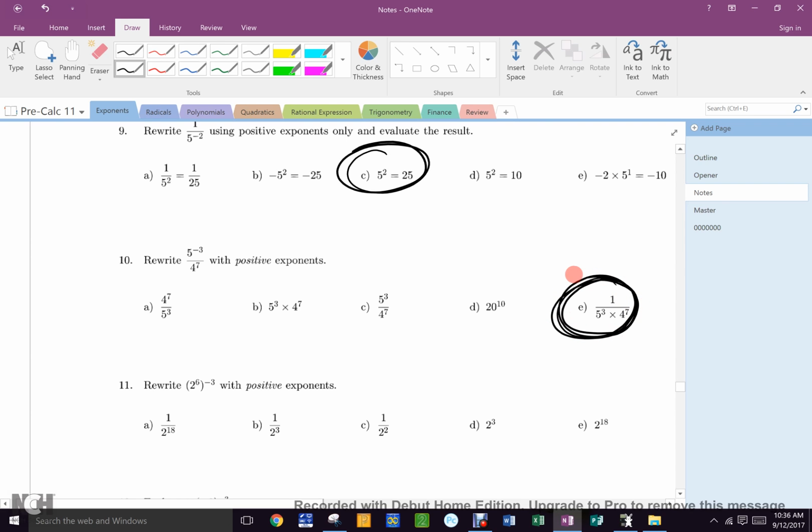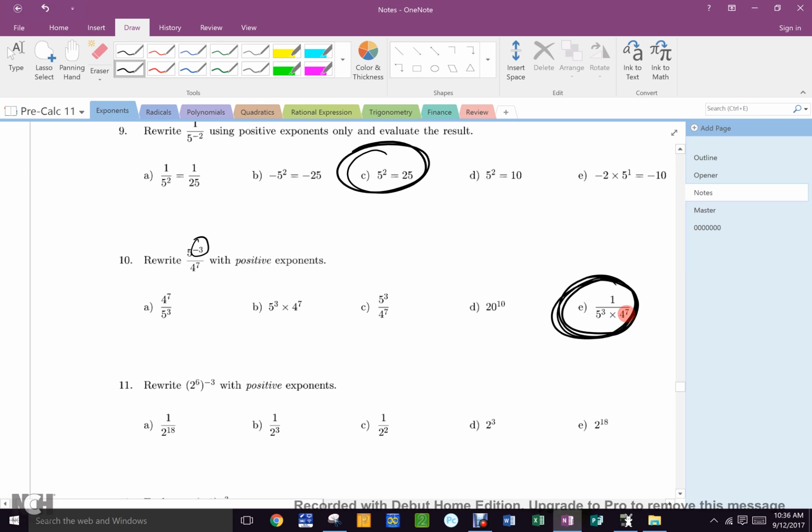Does anybody need that explained? Okay. Are negative exponents allowed? No, so it has to go down to the denominator. Is 5 and 4 the same base? So can we do anything with them? No. Exponent laws only work when we have the same base. So we have to leave it.